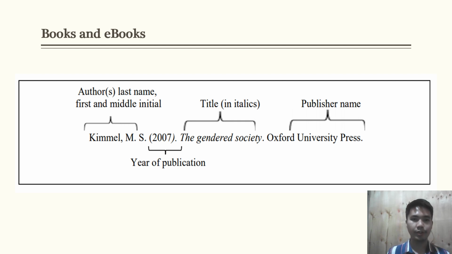For books or ebooks, we follow this format. We present first the author's last name, the first name, and of course their initials or their middle initial rather, followed by the year of publication, the title in italics, and the publisher's name. No? Unlike before, in the APA 6, we also present the place of publication. Pero sa APA 7, no, kapag libro po yung gamit natin or ebooks, ganito na po yung kanyang format.